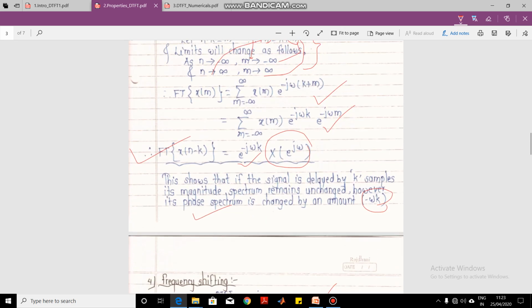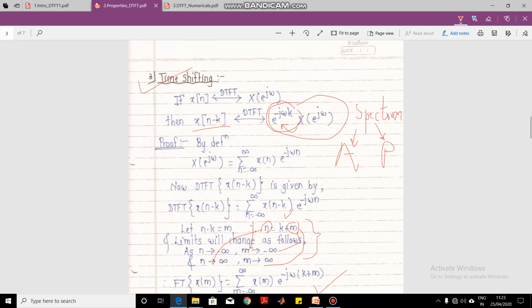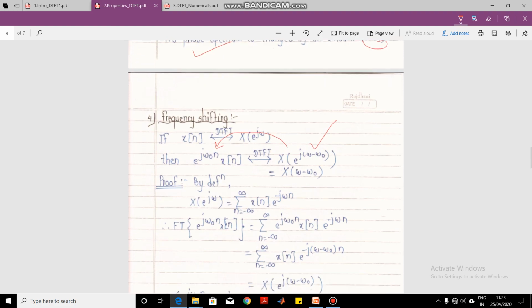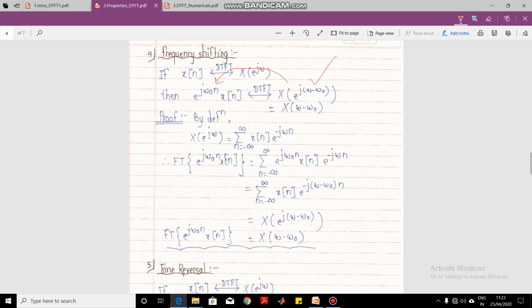In the previous case, it was seen that when we are shifting the signal in the time domain, the frequency domain spectra was getting multiplied by e raised to minus j omega k. Here, when we are shifting the spectra in the frequency domain, the time domain signal is getting multiplied by the exponential term. So here it is minus omega 0, but there it is omega 0. So this sign you have to remember. This can be denoted directly like this. This is shift in the frequency domain.